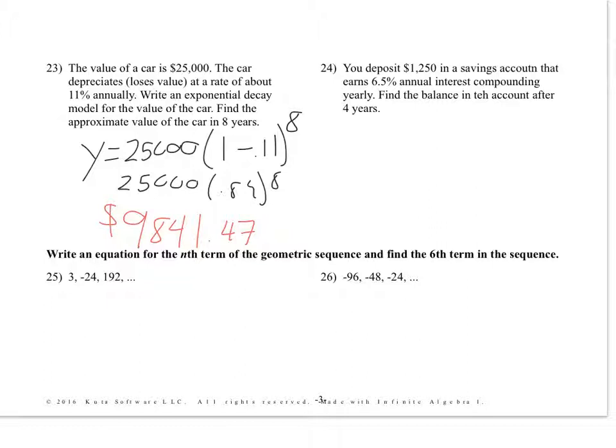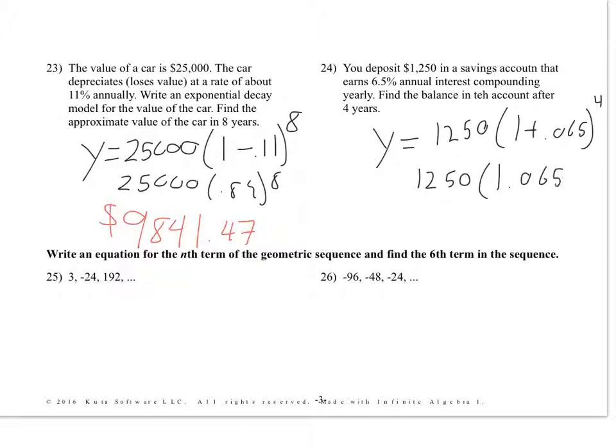Okay? Number 24, so you've got a deposit of $1,250 in a savings account. Ooh, it's misspelled account. That earns 6.5% interest, so it's earning, so it's a growth problem, so same as before, except I'm going to add 0.065 and for 4 years. So it should be 1,250 times 1.065 to the 4th, and what I get there is $1,608.08.